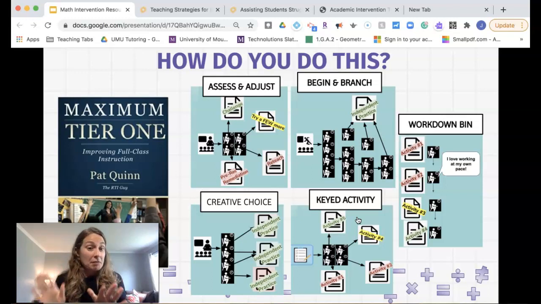And I think this is really great. I think I would not do it every day, but I think integrating this into your regular weekly routine would be a really great idea. So the first one is assess and adjust.